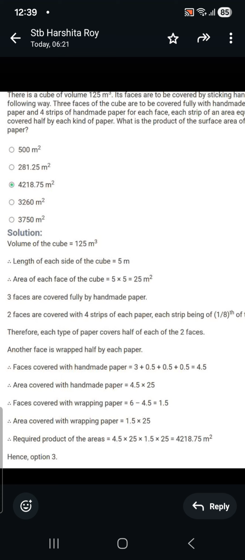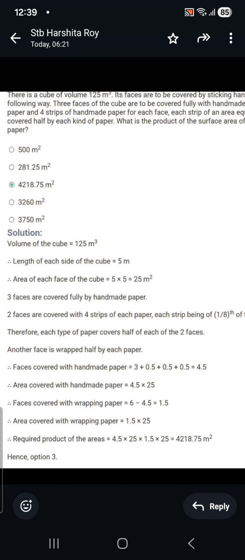A cube has six faces, right? And if the volume of the cube is 125, then the side will be 5, the cube root of 125. So each face area will be 5 square, that is 25 square units.